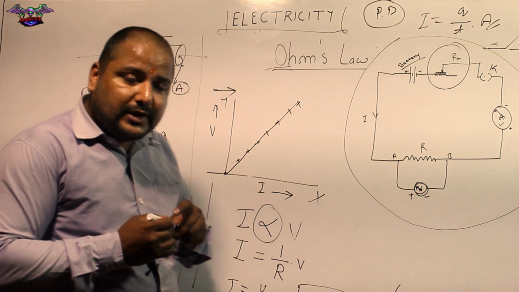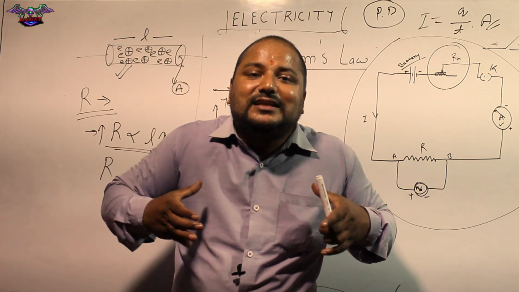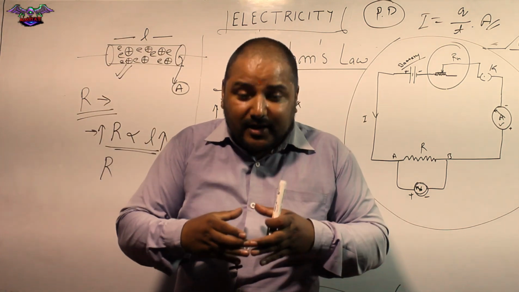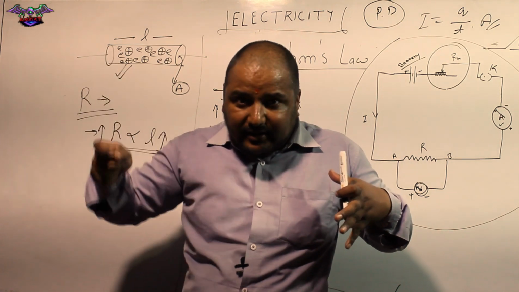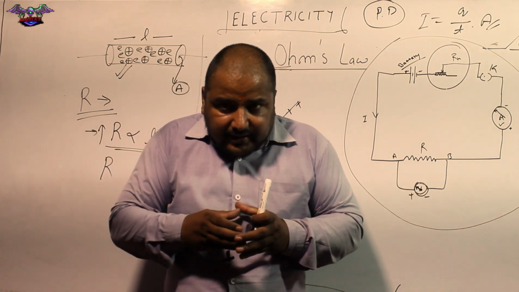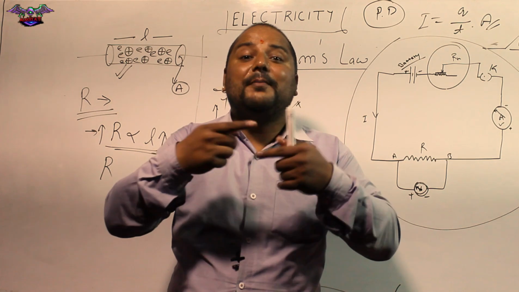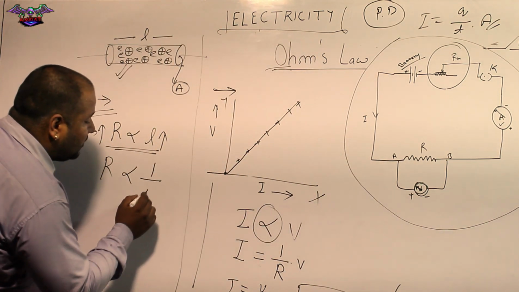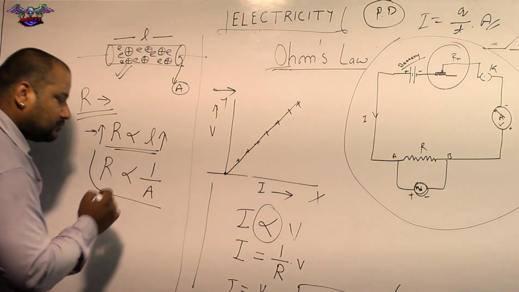Next conclusion is, as the thickness of the wire is increased, the resistance is decreased. As the thickness of the wire increases, resistance decreases, and as the thickness of the wire decreases, resistance increases. That means the opposite is happening. So R is inversely proportional to the cross sectional area of the wire.